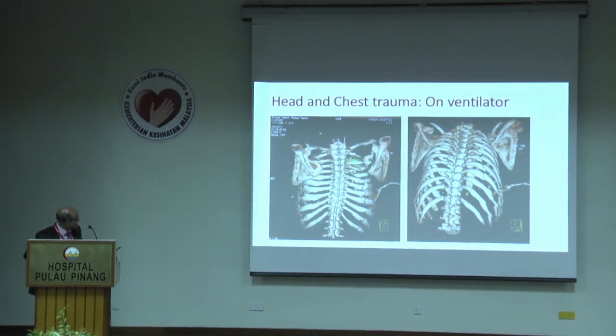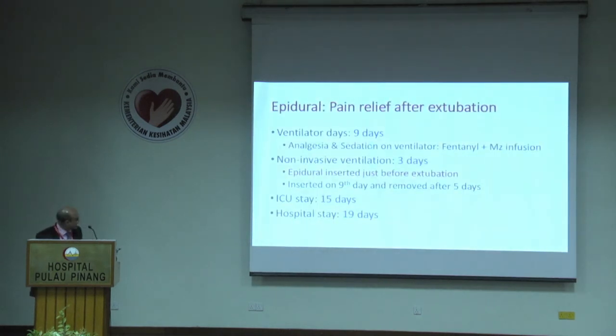Look at the ribs which have been fractured. There's a stove in chest here, and all the ribs from 2nd to 8th ribs are fractured. She was on ventilator, had 9 ventilatory days. We gave only sedation and analgesia till she was on ventilator. On the 3rd day, when we were trying to put her on non-invasive ventilation, that's the time we started with our epidural. So the epidural didn't start right in the beginning to relieve pain, because the patient was not conscious enough. She was struggling. She had to be sedated.